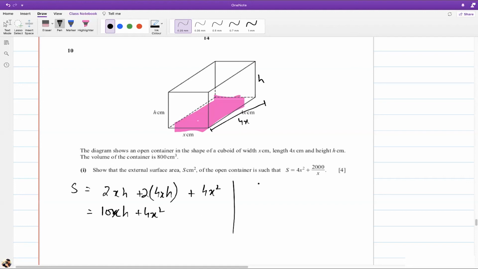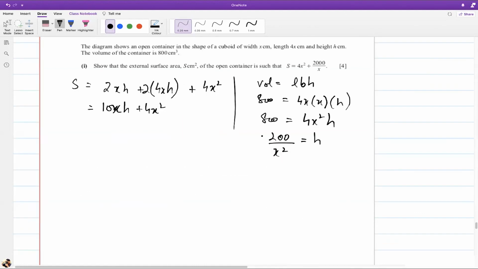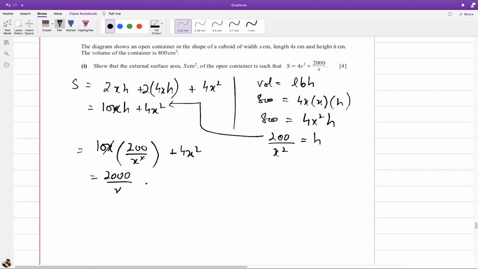Now what is h? Volume is length times width times height. Volume is 800. Length is 4x. Width is x. Height is h. तो इससे मुझे मिल जाएगा 800 equals to 4x squared h. H comes out to be 200 over x. I'll plug this in here. I get 10x times 200 over x squared plus 4x squared. This cancels out. 2000 over x plus 4x squared is my answer, and that's what I had to find out, right?